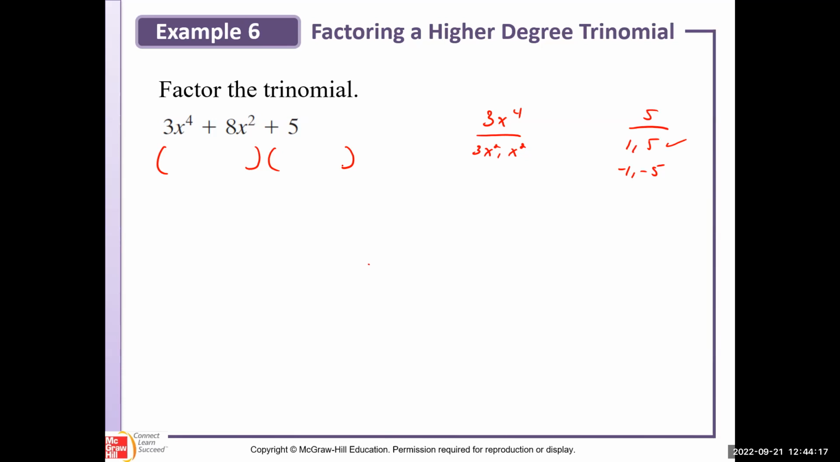All right, so now I'm going to try the 3x squared and the x squared, and I'm just going to go ahead and try the 5 and the 1. So 3x squared and x squared is 3x to the 4th. 3x squared times 1 is 3x squared. 5 times x squared is 5x squared, and then 5 times 1 is 5. You can see that this one is going to give me my 8x squared. Therefore, the original, 3x to the 4th plus 8x squared plus 5, factors out to 3x squared plus 5 and then x squared plus 1. Questions on that one?